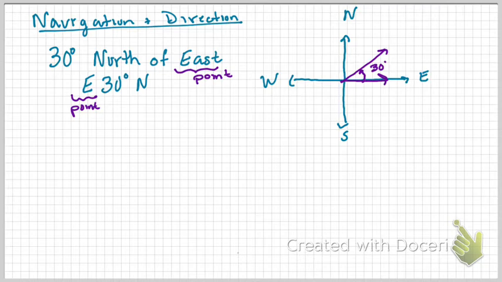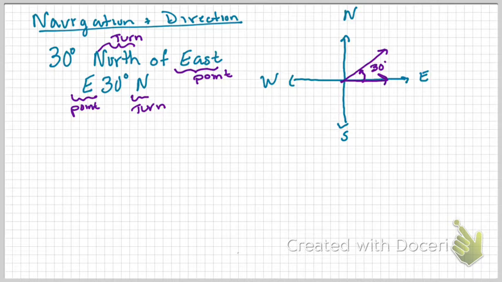That's what 30 degrees north of east would look like. So you point to the east first, and then you turn towards this direction. Or you turn towards this direction. We'll look at a couple more.